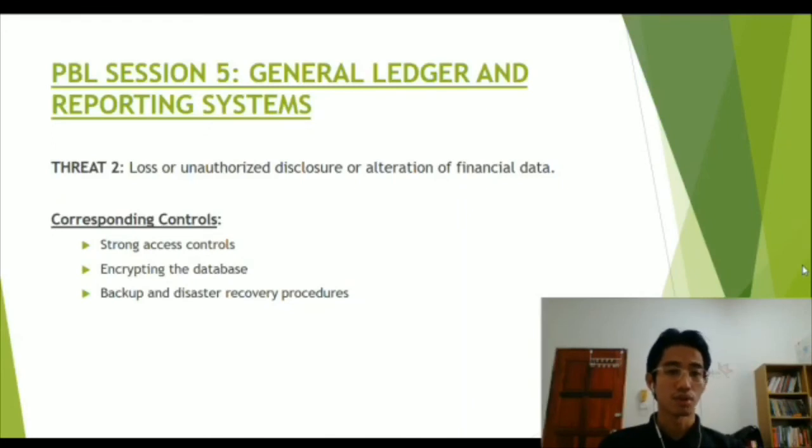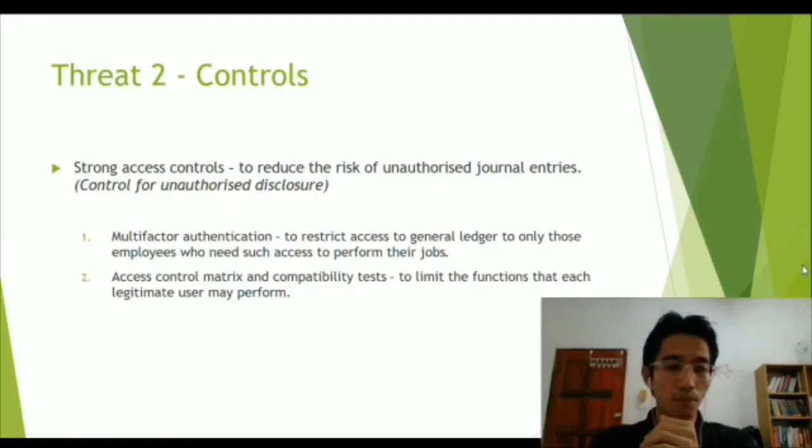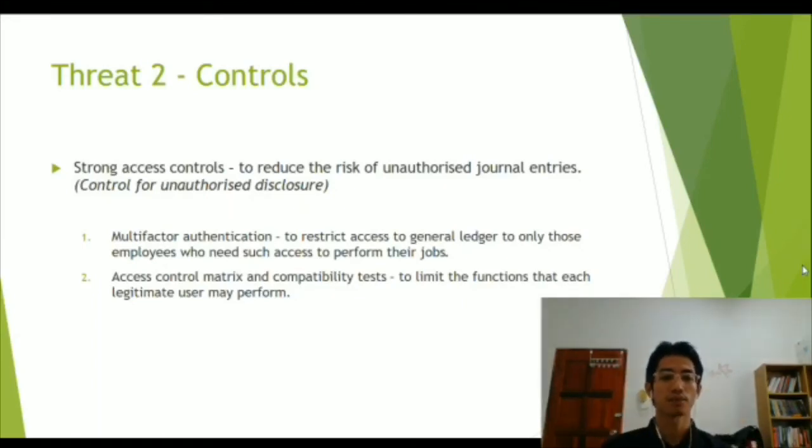So, threat 2: loss or unauthorized disclosure or alteration of financial data. The corresponding controls are, first, strong access control; next, encrypting the database; and last but not least, backup and disaster recovery procedures. Strong access controls can reduce the risk of unauthorized entries. It applies to the question as the control for unauthorized disclosure. The first strong access control is multi-factor authentication, to restrict access to the general ledger to only those employees who need such access to perform their jobs.